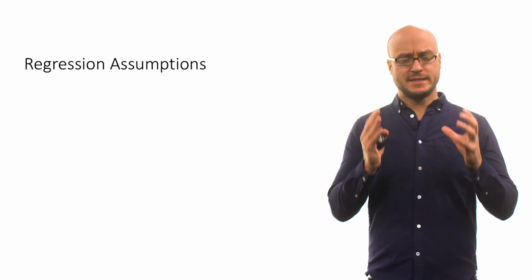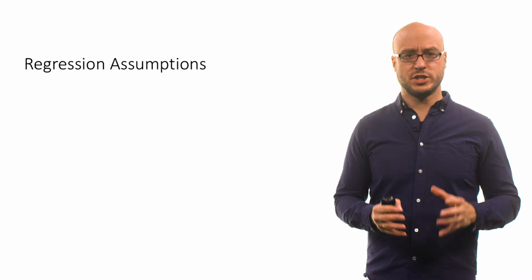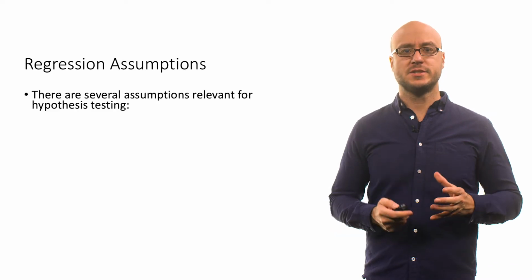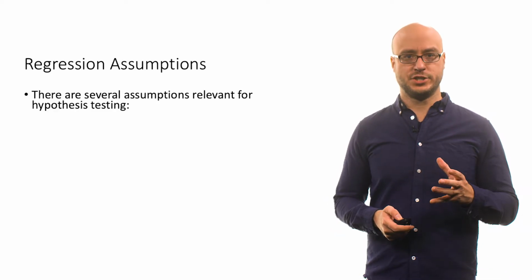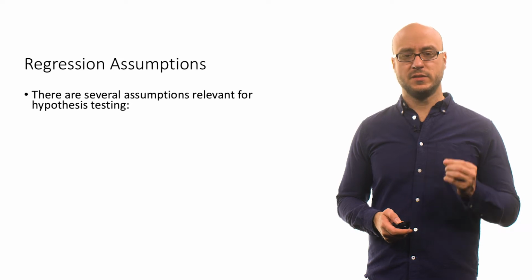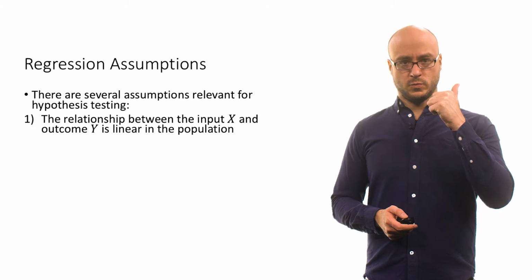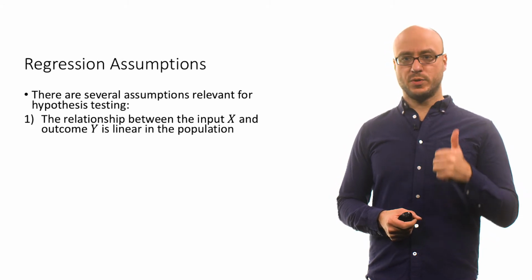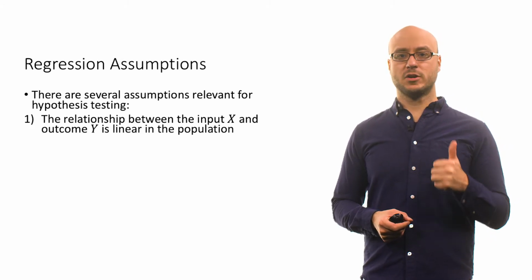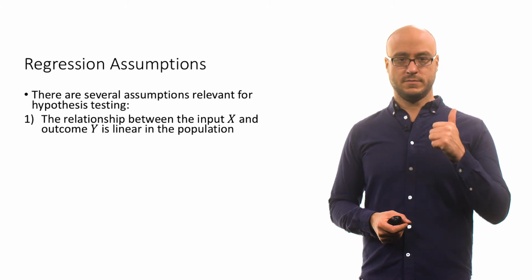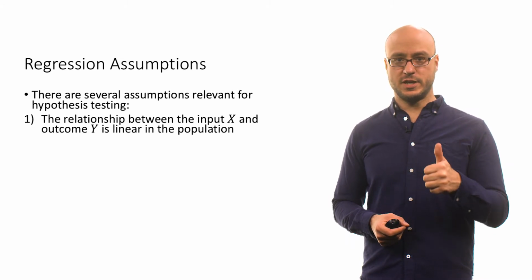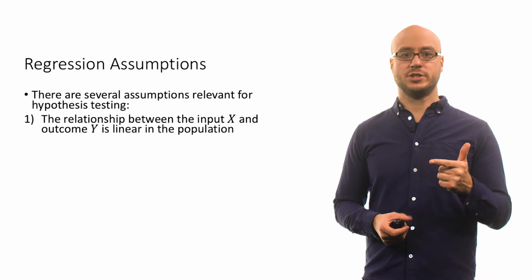Now we're going to look at a slightly different topic related to regression. We're going to look at some of these assumptions of regression. There are several assumptions relevant in particular for hypothesis testing. First, we're assuming that the relationship between the input or predictor variable x and our outcome is linear in the population. Just like correlation, linear regression only captures linear relationships.